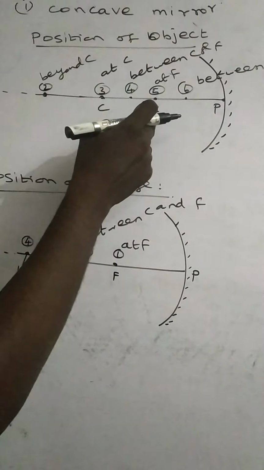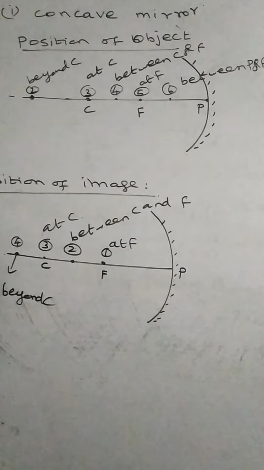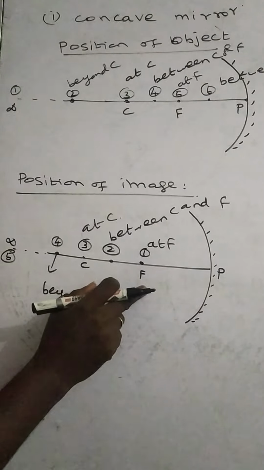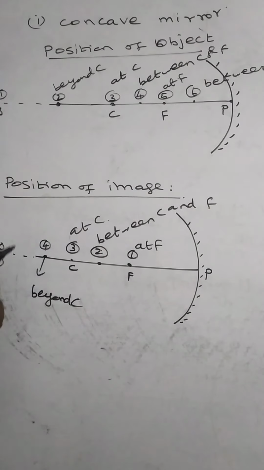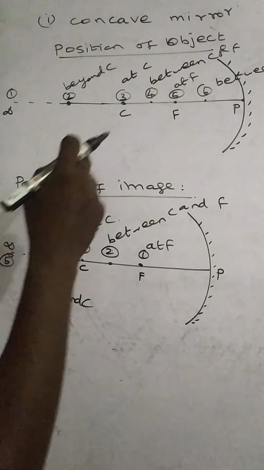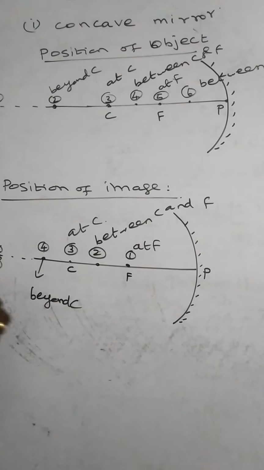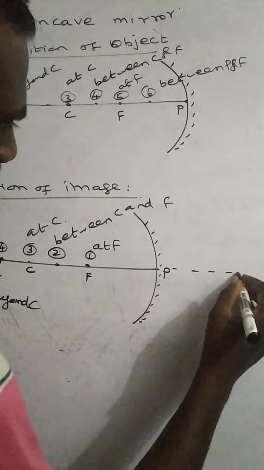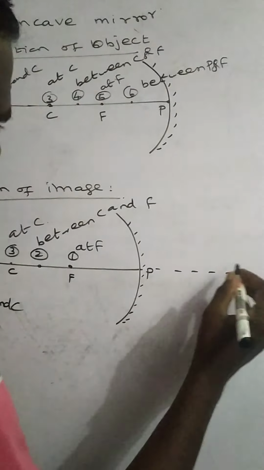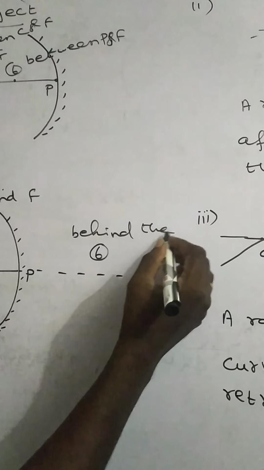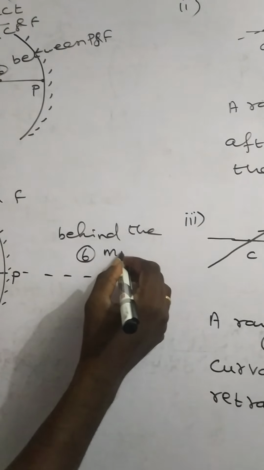Fifth, object at F, image at infinity. Object at infinity, image at focus. Object at focus, image becomes infinity. Sixth, object is placed between the pole of the mirror and the focus. In that case the image is obtained on the right side, behind the mirror, behind the concave mirror.